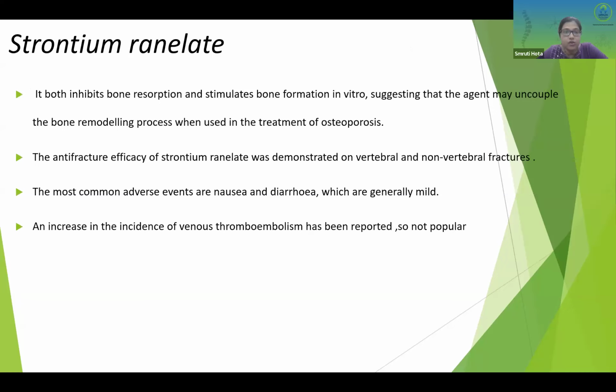Another drug is strontium ranelate. This is a unique agent; it inhibits bone resorption and stimulates bone formation in vitro.